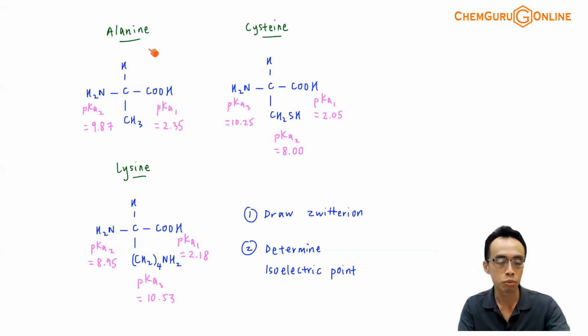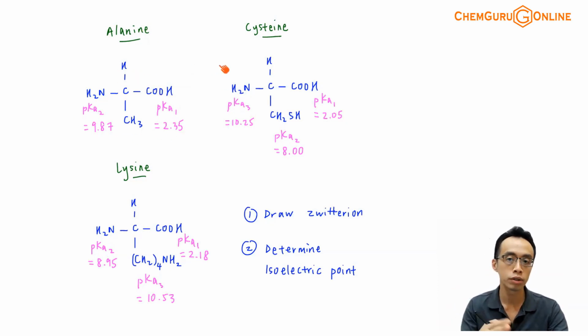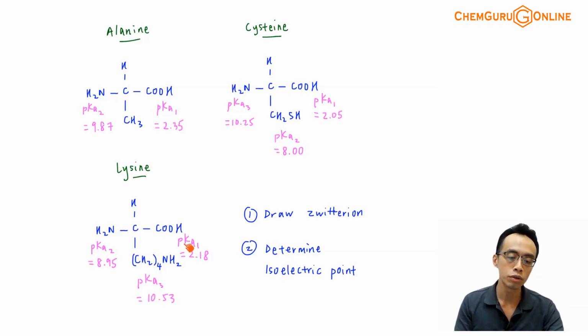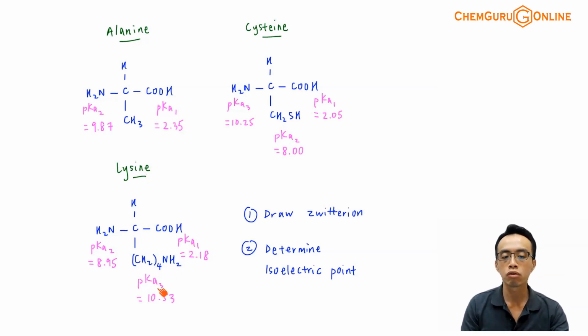So the first amino acid that we have is alanine. The structure is given here and the pKa values are all given. Later we will refer to them in detail. Cysteine. You notice my R group actually has a functional group that has a pKa value. So later we will also comment on that. Lysine. We have three pKa values. Again, I have a functional group inside the R group that has a pKa value.